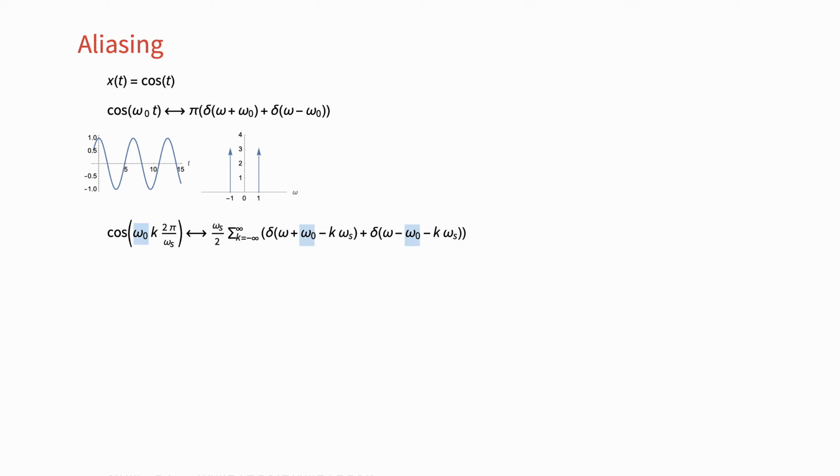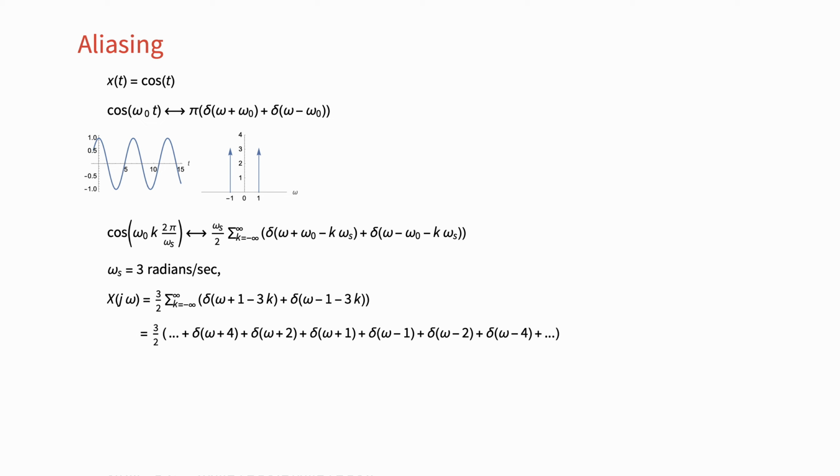Omega 0 is the fundamental frequency of the original signal cosine of omega 0 t, and omega s is the sampling rate. Setting the fundamental frequency omega 0 to 1 radian per second, we consider two different sampling rates. First, omega s is equal to 3 radians per second. In this case, the Fourier transform of the sampled sequence will be as shown here. If we expand the summation, you can see the exact expressions for the impulses inside the summation. We can plot the sampled sequence x of t and its Fourier transform on the right-hand side, where each pair of impulses is shown in a different color.